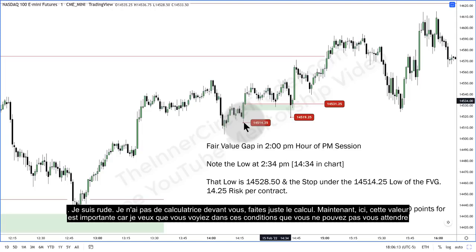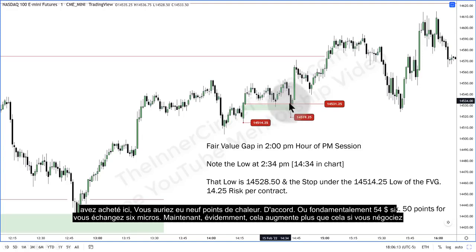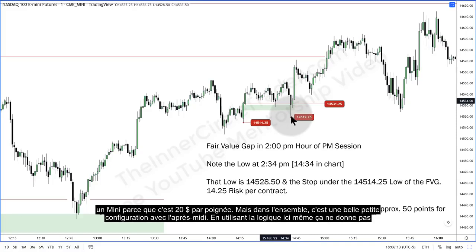Just do the math. Now here, this value is important because I want you to see that in these conditions, you can't expect it to be perfect. You can't expect to be in there at the lowest point, no drawdown, no heat on the position, and then it just goes in your favor. Don't think like that. You can see on this candle, if you would have bought here, you would have had 9 points of heat, or basically $54 if you were trading 6 micros. Now, obviously, it goes up more than that if you're trading 1 mini, because it's $20 per handle.